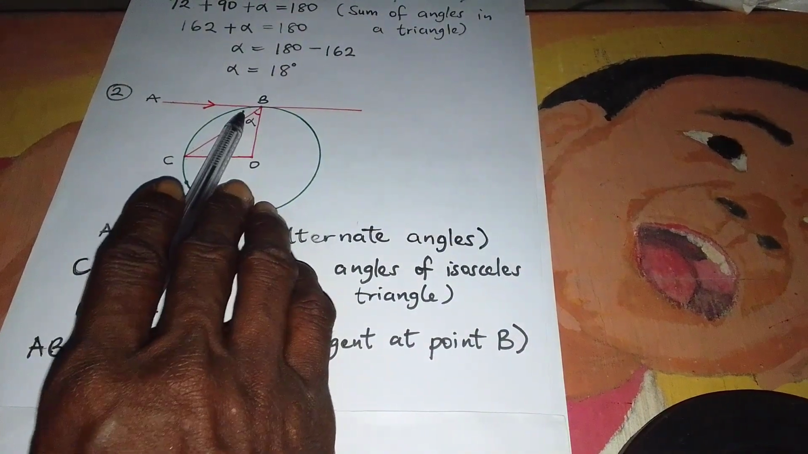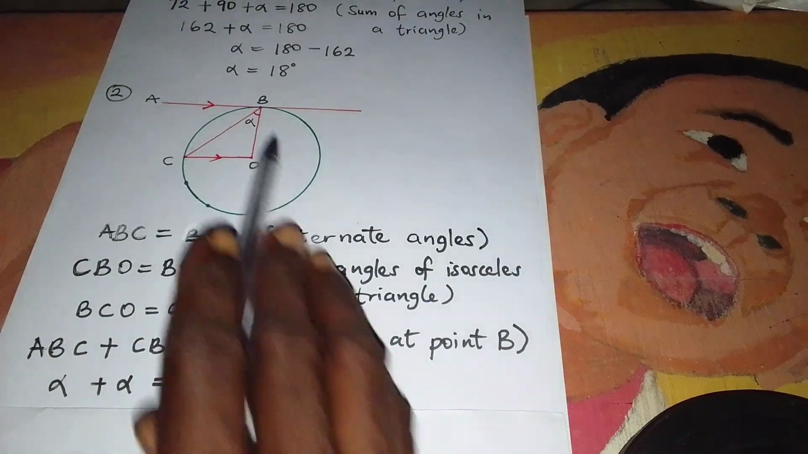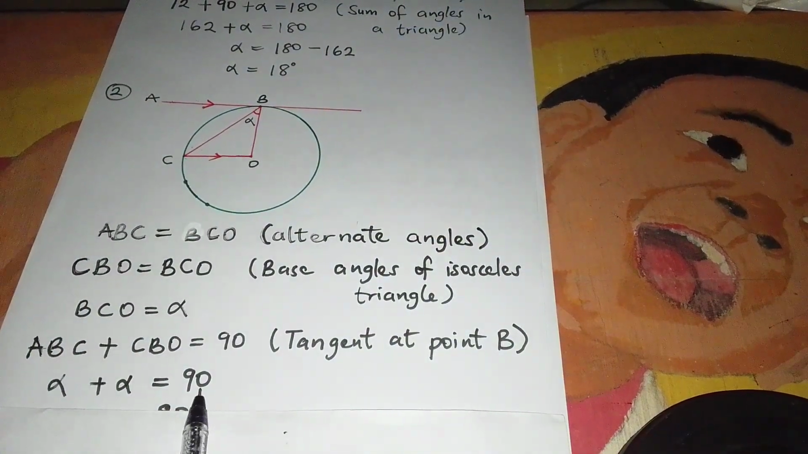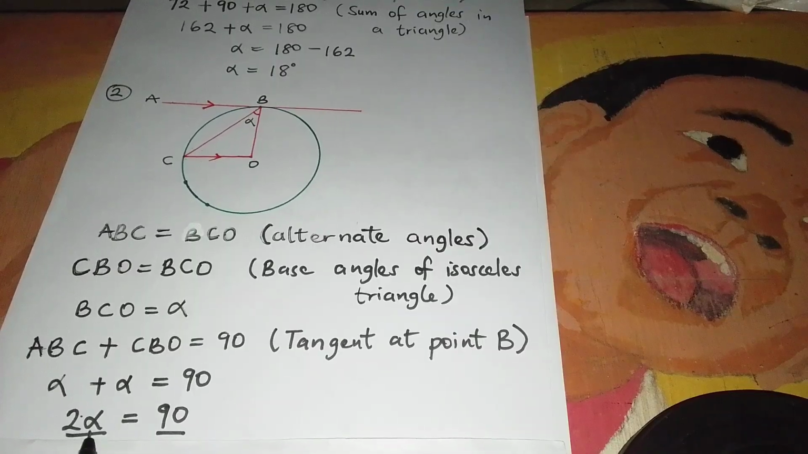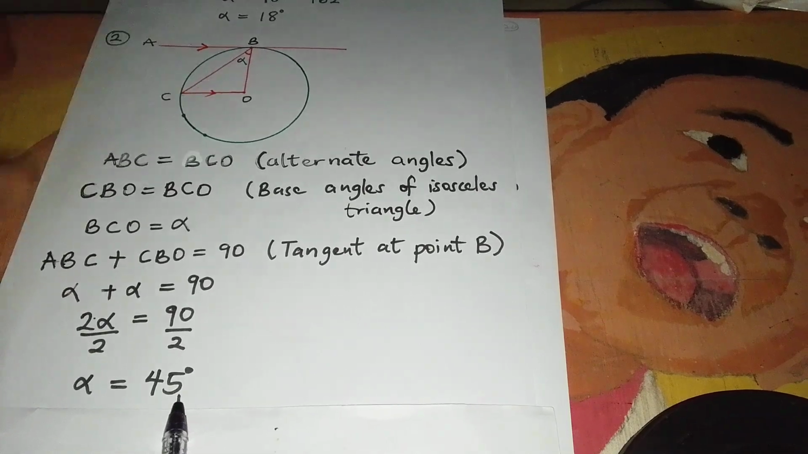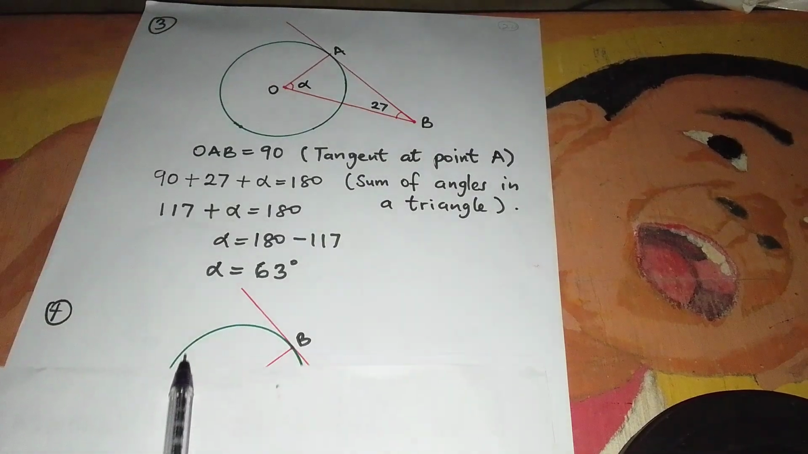So if you now use this to represent alpha, you use this also to represent alpha. So that means alpha plus alpha gives us 90. Alpha plus alpha is what? 2 alpha is equal to 90. To get alpha, you divide both sides by 2, so that your angle alpha will give you 45 degrees.